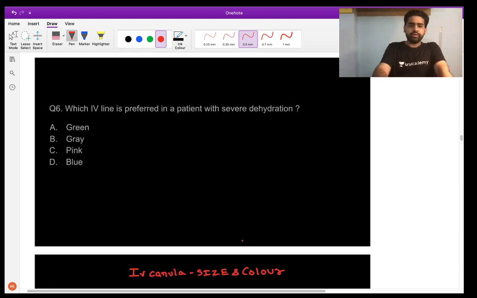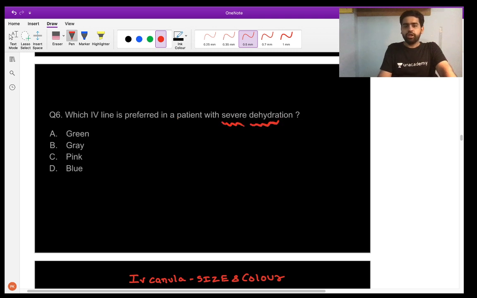Which IV line is preferred in patients with severe dehydration? What is the answer to this particular question? It is gray, that is 16 gauge. Many of you have a doubt: why not green? ATLS says green. Previous ATLS said that even in trauma patients you have to go for gray, but nowadays the newer ATLS says for trauma patients you may go for green. But for dehydration, it is still gray itself. Over a period of time, earlier for trauma it was gray, now it is green, but for severe dehydration you should go for gray. That is the ideal preferred, so the answer should be gray.